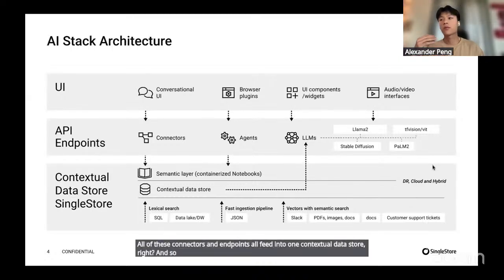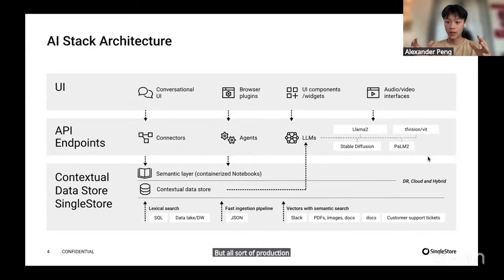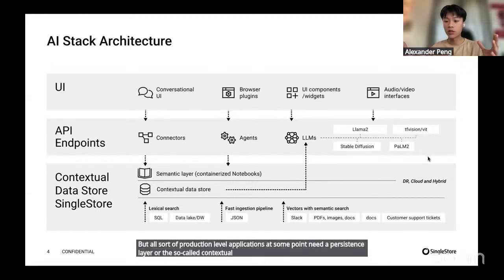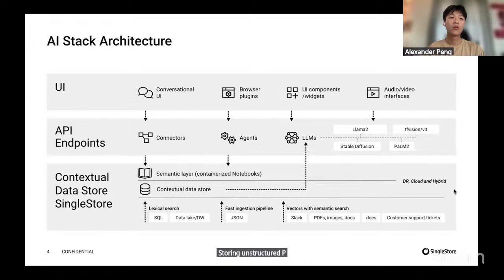And so maybe if you're just getting your application off the ground, that's just an in-memory database, maybe just a locally running instance of a database that you are using for testing purposes, right? But all production level applications at some point need a persistence layer, or the so-called contextual data store. And this data store is what allows your app to save state in between user sessions, user journeys. So storing SQL structured data, storing unstructured data, PDFs, images, documents, right?